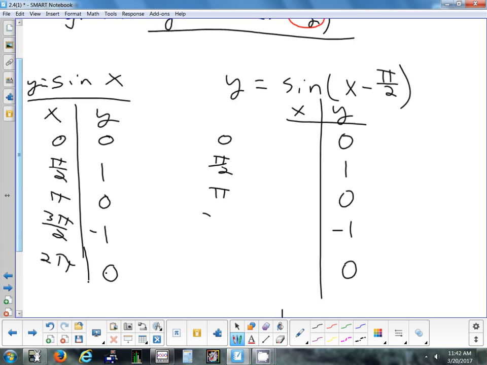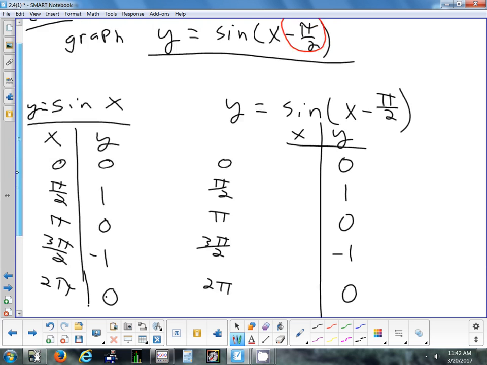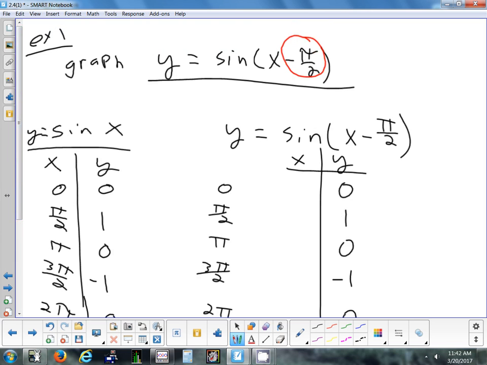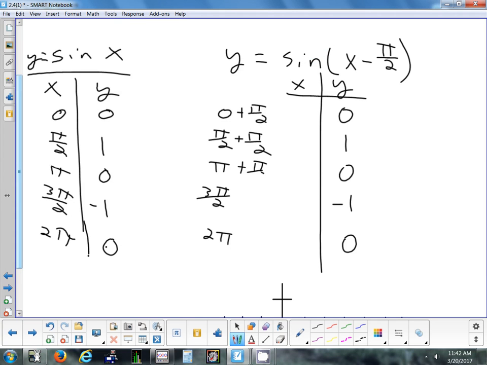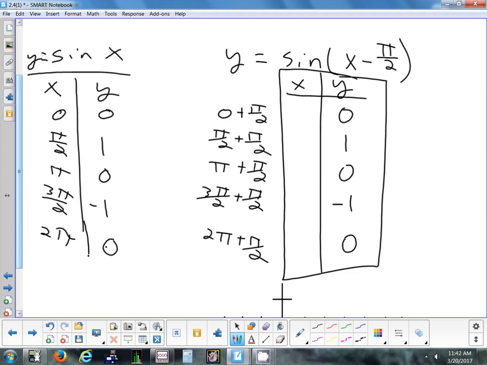Pi, 3 pi over 2, and 2 pi. What am I going to do to all 5 of those numbers? Gabe? Yes. Remember, phase shift, you've got to do the opposite. I'm going to add pi over 2 to all of them. Okay, and what I'm going to grade is what I write inside that box.